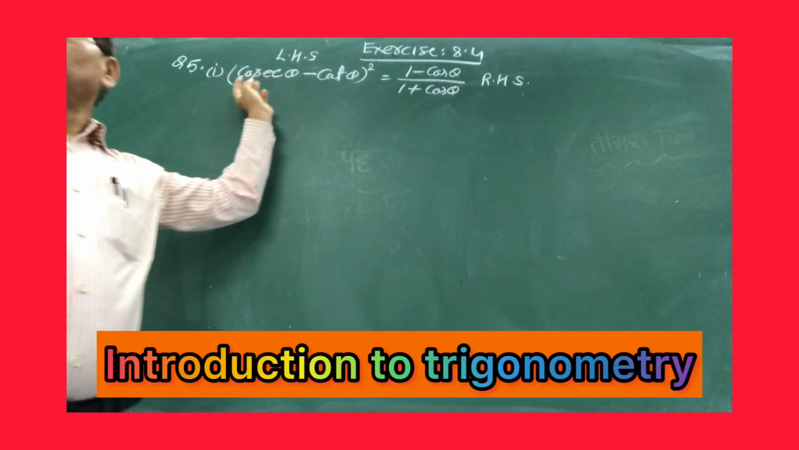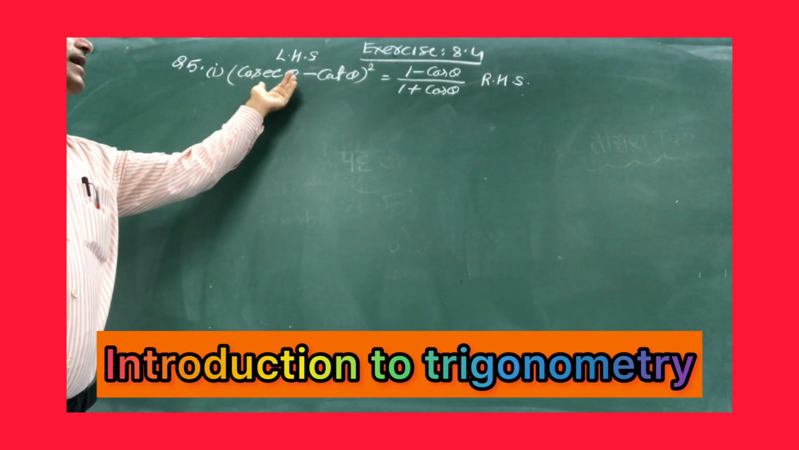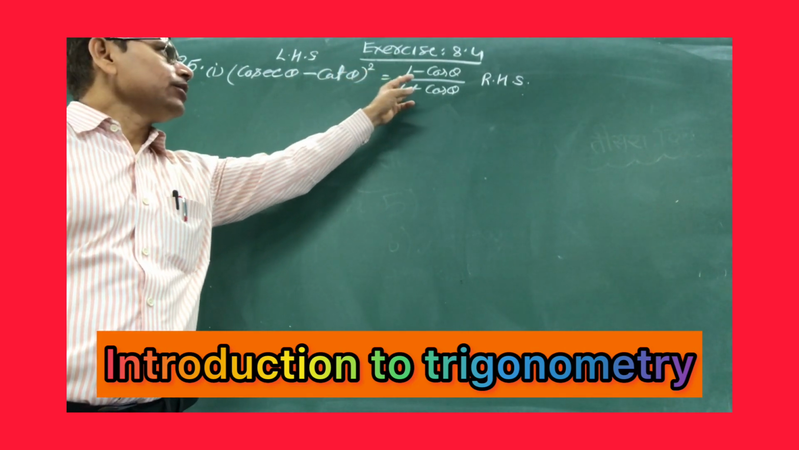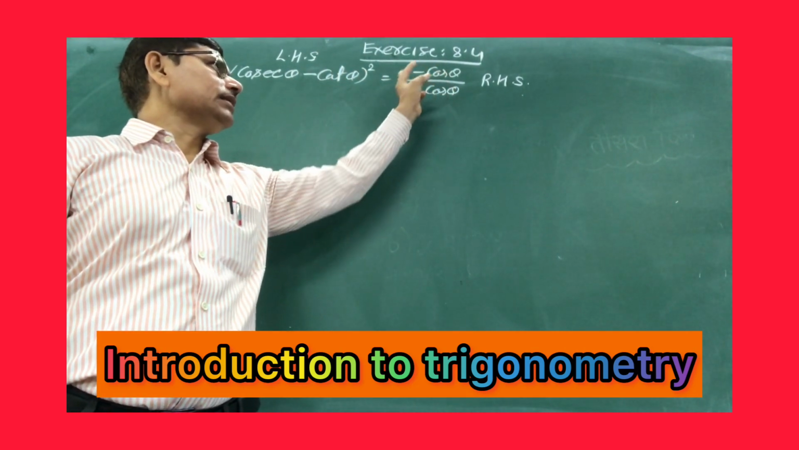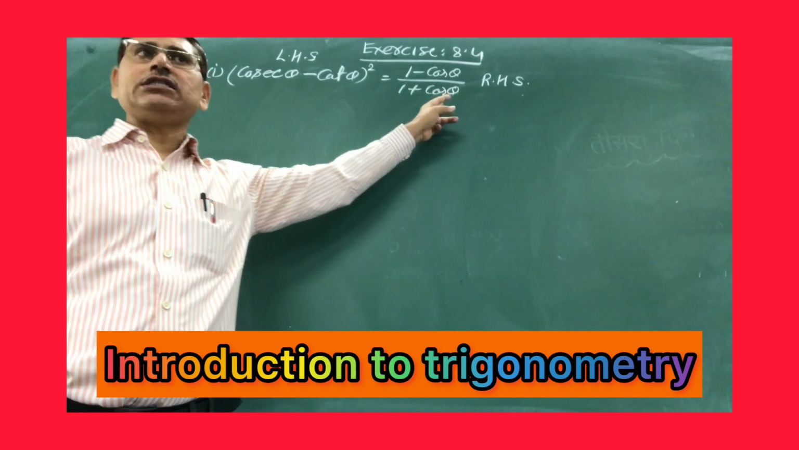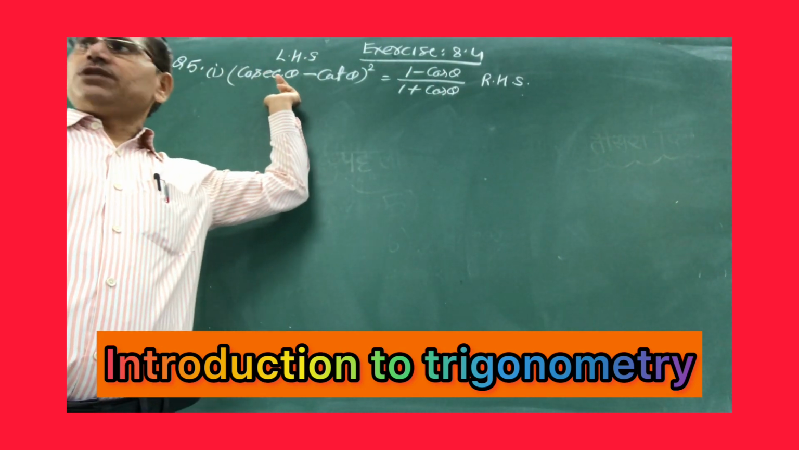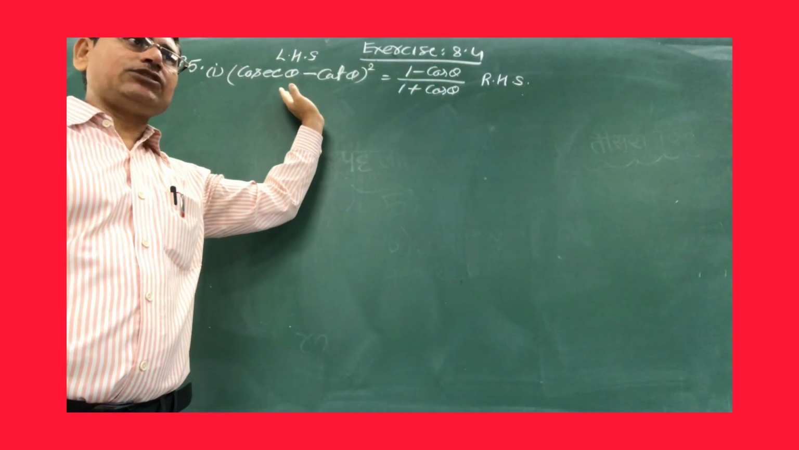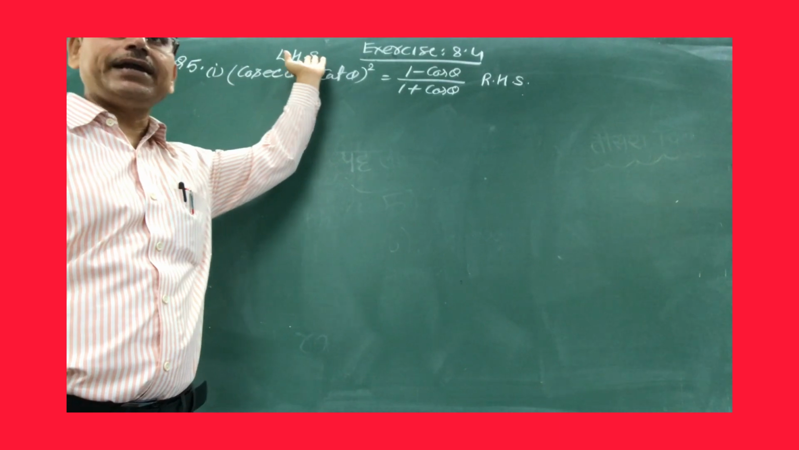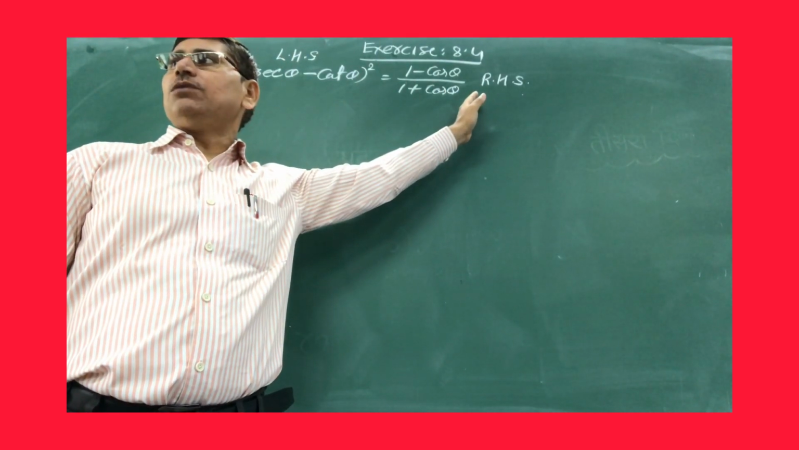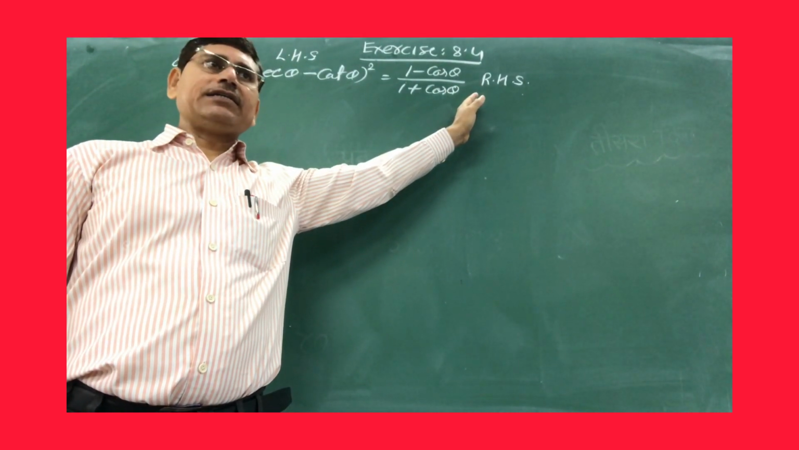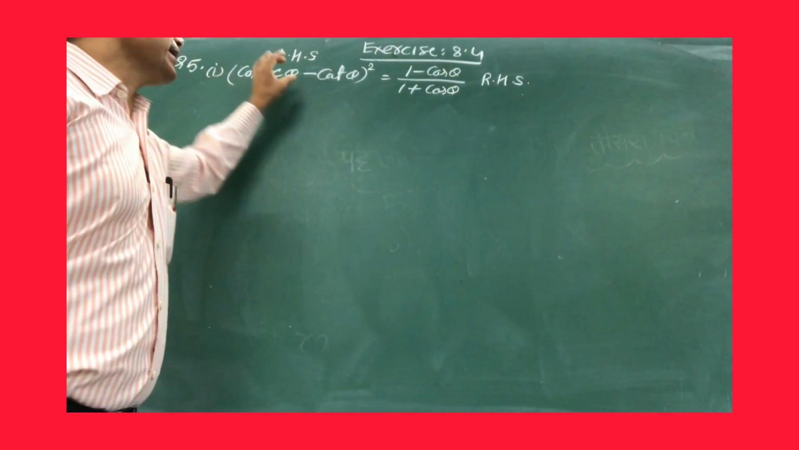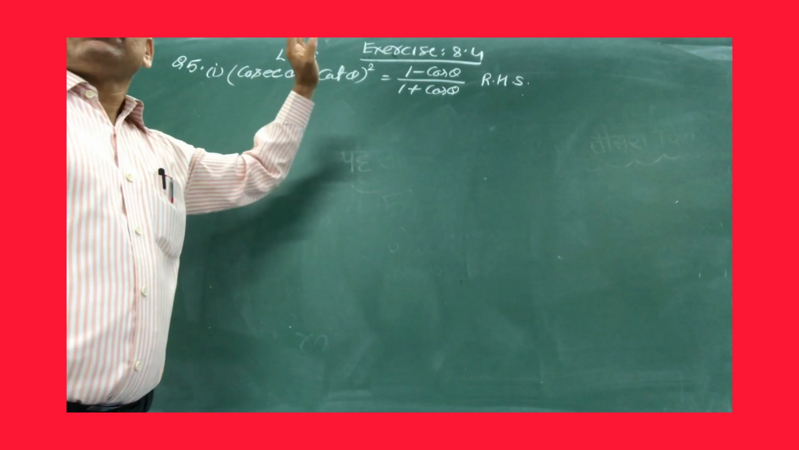Exercise 8.4 and question number 5. First part is (cosec theta minus cot theta) whole square equal to (1 minus cos theta) divided by (1 plus cos theta). You can observe that there are two sides. This one side you consider as left hand side and this one side you will take as right hand side. So you will take any one side. We will take here left hand side.